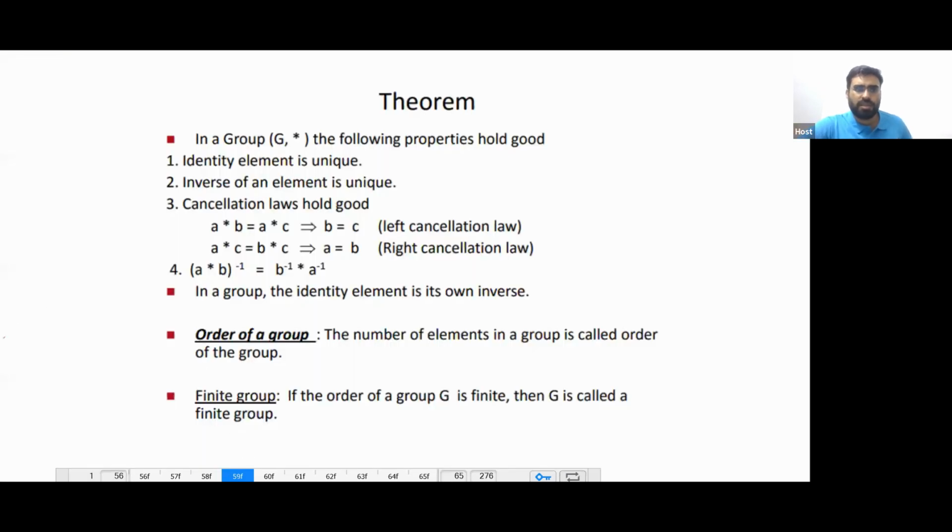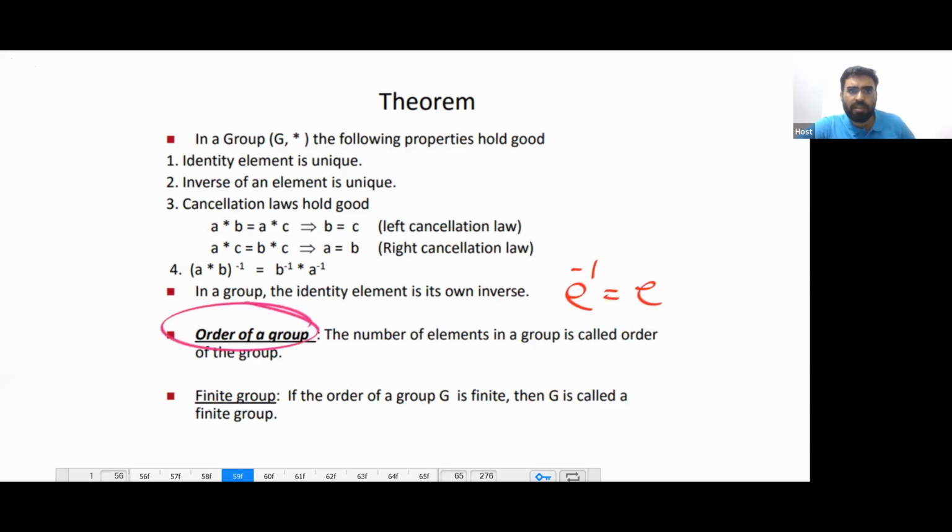Okay, so this is the final conclusion. All these things we have seen. In a group, these are the properties. Identity element is unique. Inverse of any element is unique. We have left cancellation law and right cancellation law. AB inverse is equal to B inverse A inverse. Identity element is its own inverse: E inverse is equal to E.